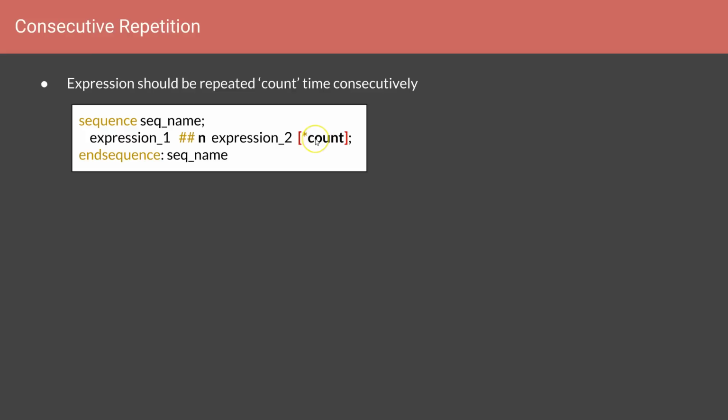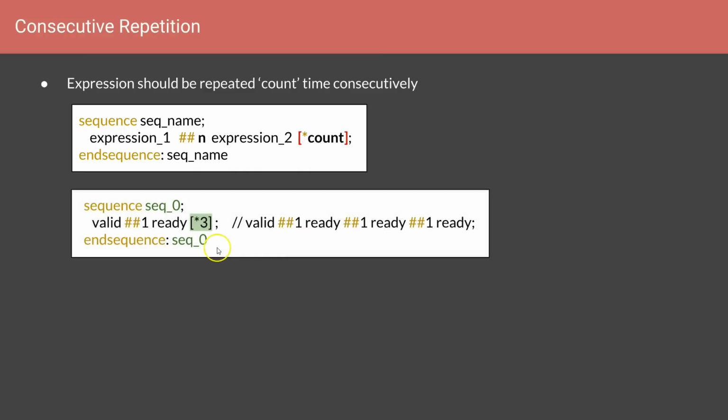As you have already seen, to specify a consecutive repetition, you specify it within a square bracket with a star symbol, and it means that this expression 2 should be repeated count times consecutively. Let's see a simple example. Say you are specifying a sequence like valid ##1 ready, with a consecutive repetition of 3. So within a square bracket you are specifying *3. It is equal to specifying this expression as valid ##1 ready, ##1 ready, and ##1 ready. So after this point, this ready should be repeated 3 times consecutively.